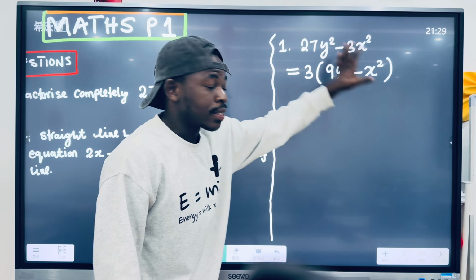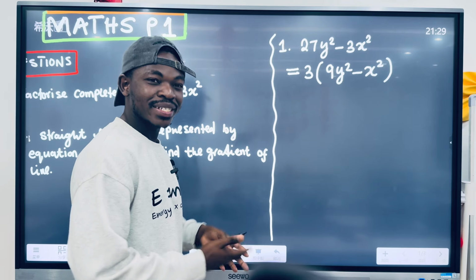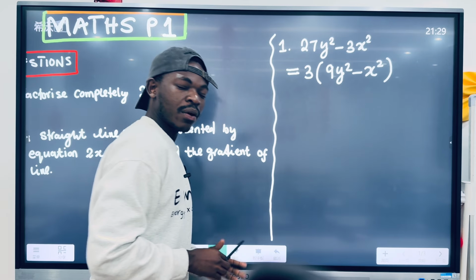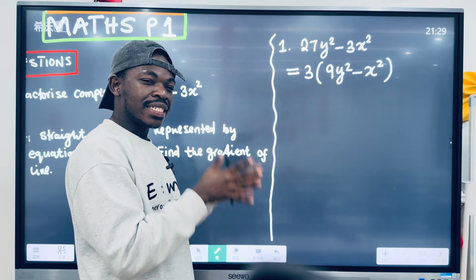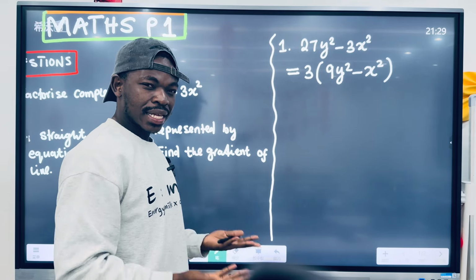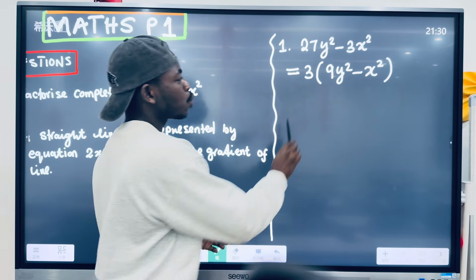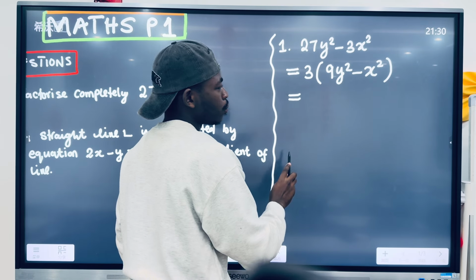Okay? It's the same thing, just a little bit of changes there, but it's the same thing. So because we have some squares there and there's a different sign there, we suspect that what we now have inside is a difference of two squares. It means that our factorization is not yet complete. Okay? So we need to complete our factorization. So let's now see what we can do.